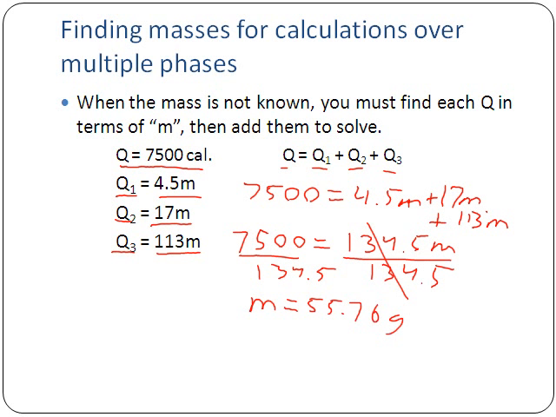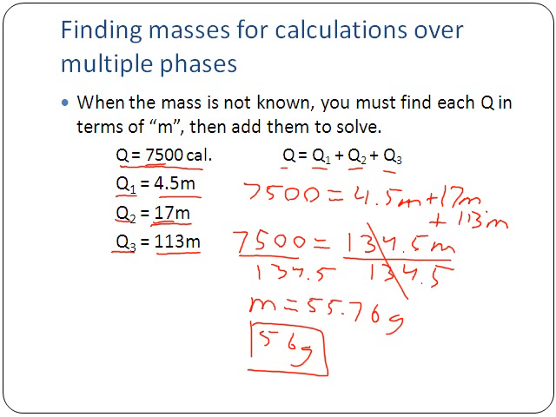55.76 grams. Now, significant figure-wise, it looks like the thing that's got the smallest, we've got 2 significant figs here, 2 sig figs here. And so based on that, we'll round this to 2. And so we get a mass of 56 grams as our final answer here. And so that's how you'd go ahead setting up a case where you don't know the mass.